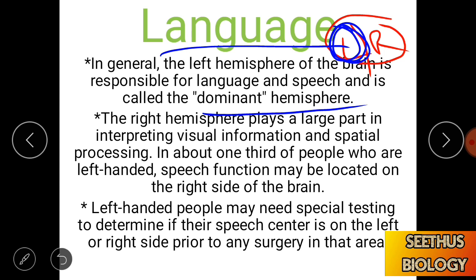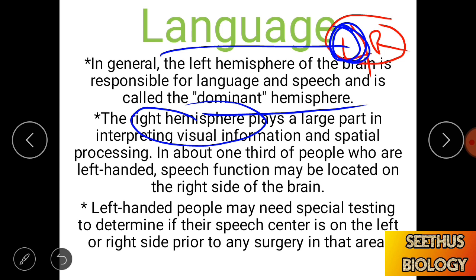The right hemisphere also plays a large part in interpreting. Our language and our speaking are controlled by the left hemisphere. Our visual nature, what we see of objects, is under the control of the right hemisphere. In about 1/3 of the people who are left-handed, speech function may be located on the right side of the brain.